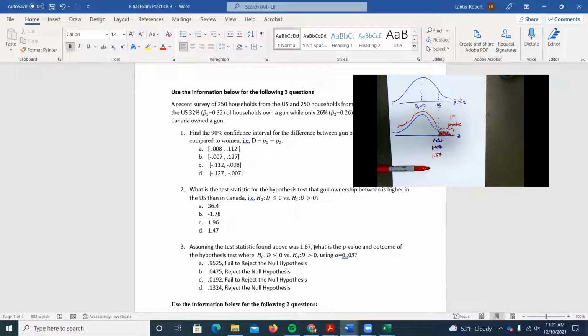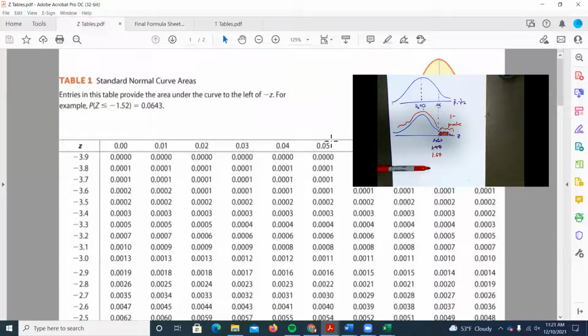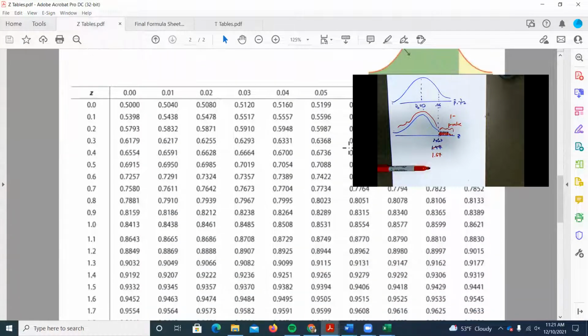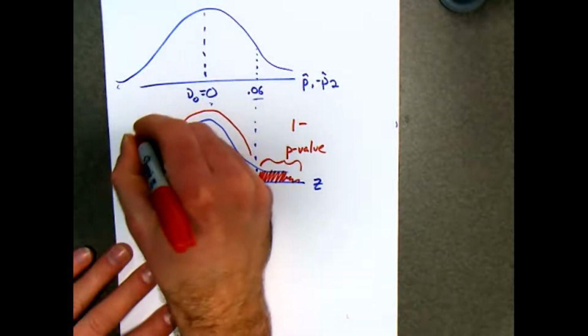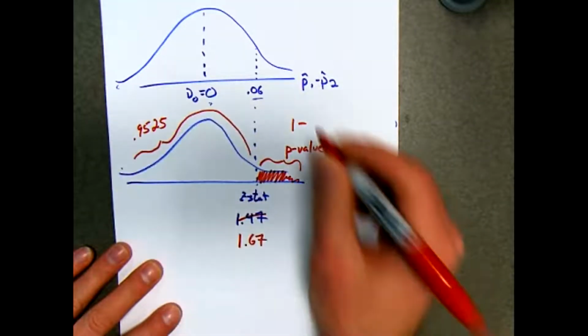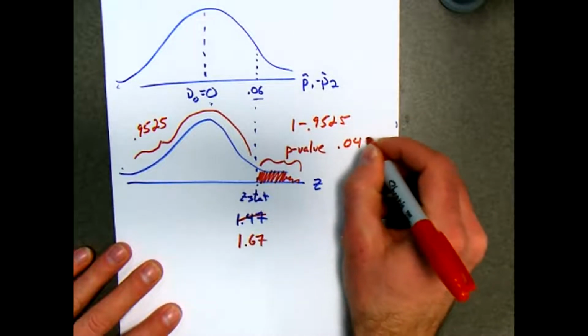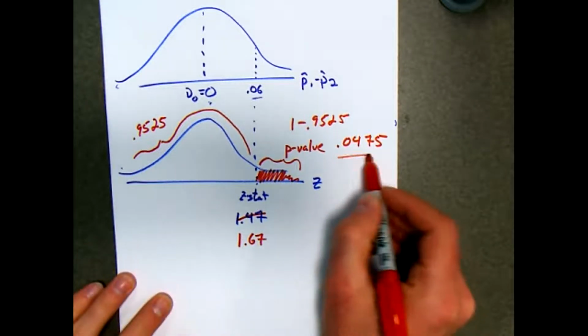And I'll blow this up here in just a second. So I'm going to look up on my standard normal table this value of 1.67. So I scroll down here, 1.67, so 0.9525. I wanted the area to the right, so I subtract that from 1. So what? 0.0475. Okay. So that's my p-value.